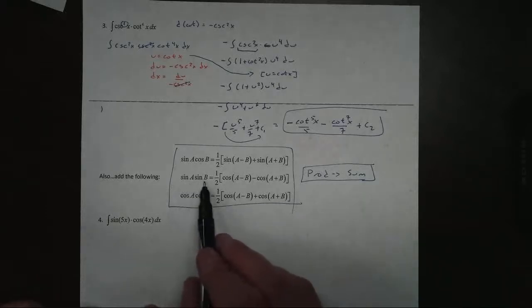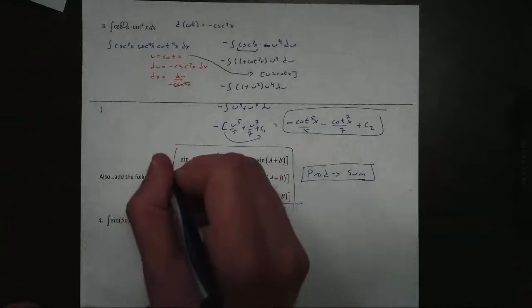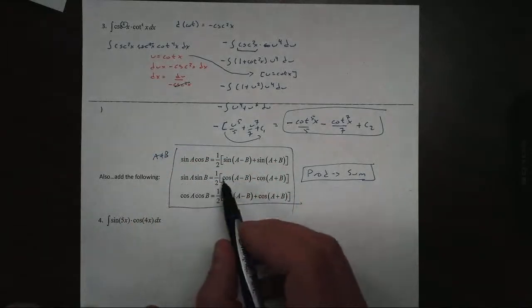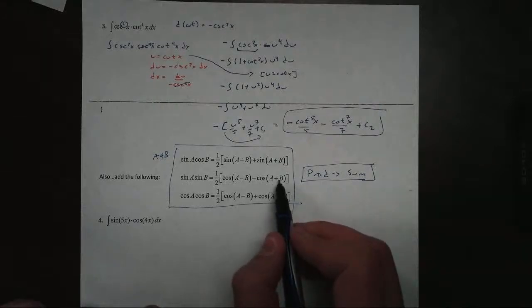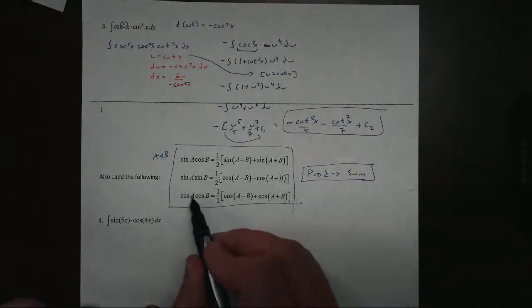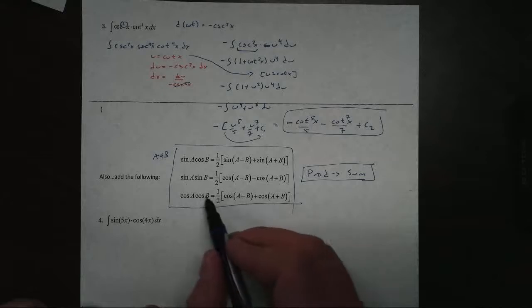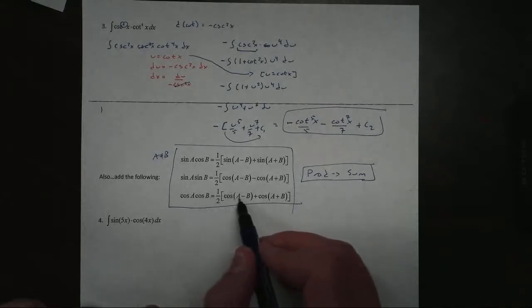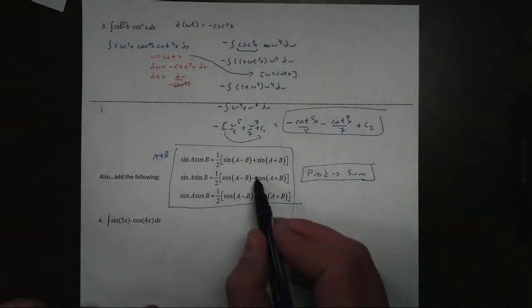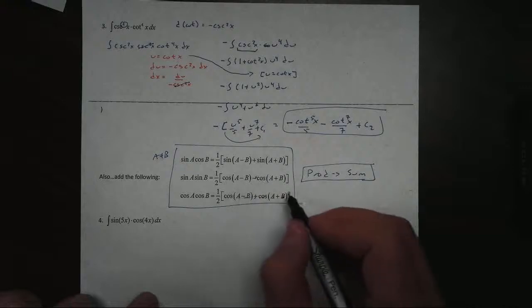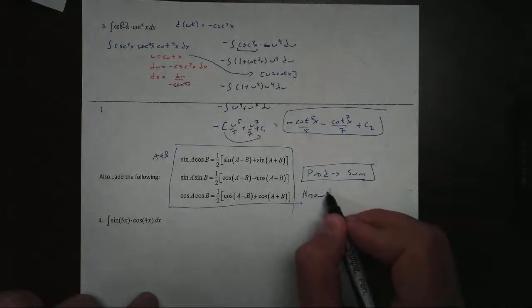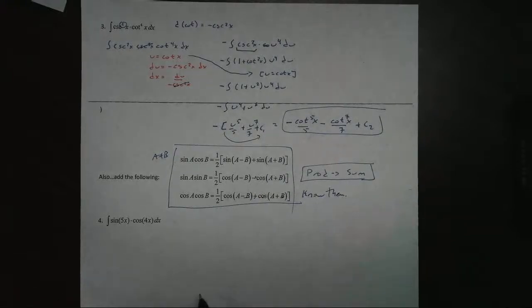If you have sine a times sine b, remember where a does not equal b, very important, we get 1/2 the cosine of a minus b minus the cosine of a plus b. Cosine and sine are the same, they both involve cosine, except for the cosine of a cosine b, it's 1/2 cosine a minus b plus, instead of a minus up here, cosine a plus b. So you just have to know them. Because if you know them, they're really kind of easy.